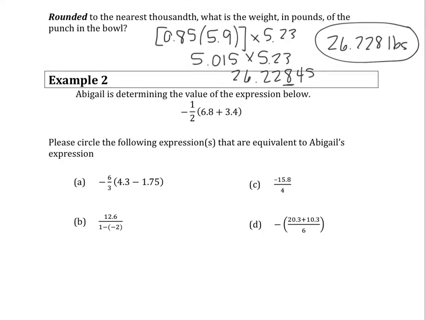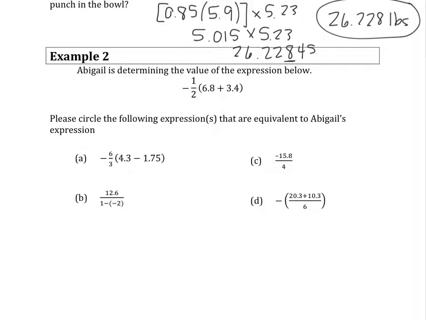Next problem. Abigail is determining the value of the expression below. The first thing we're going to do is evaluate Abigail's expression, and then we're going to see if any of the below expressions are equivalent to Abigail's. Equivalent means equal. There could be 1, 2, 3, or all 4 could be equivalent, but we're going to see. So the very first one that we're going to do is Abigail's. So we're going to follow the order of operations.